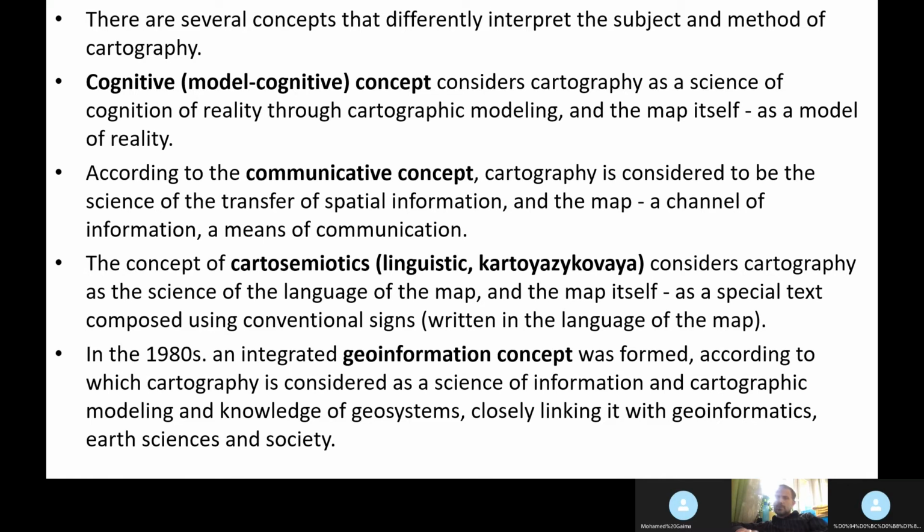pragmatics aspect of map use, etc. And I will show you examples of interesting ideas of these scientists.